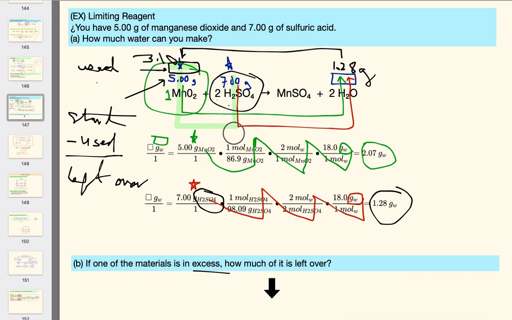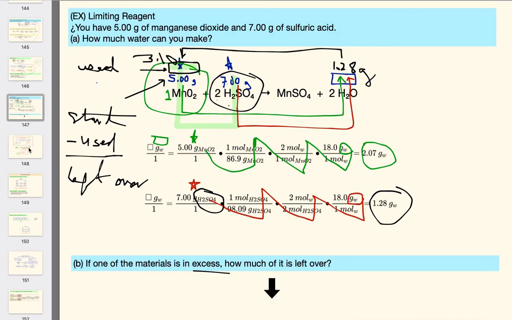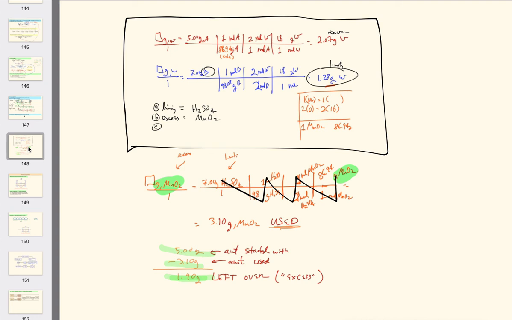So to kind of pull it all together, I mixed all these together. All of this was consumed. I made 1.28 grams of this. And of this manganese dioxide, if I analyze my mixture, I would see that I had still unreacted 1.9 grams. And that's how you do a limiting reagent problem. Yes. Questions on limiting reagent?